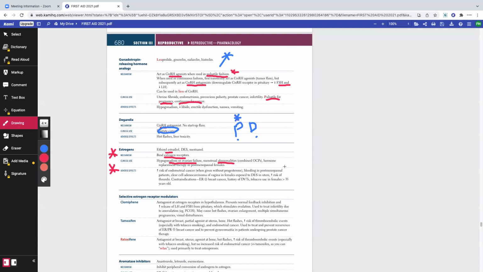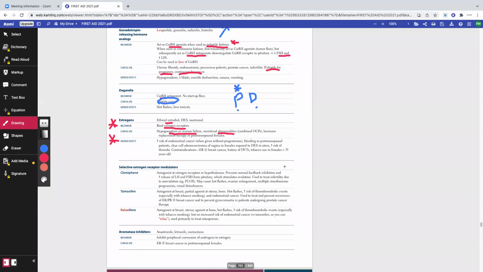For example, let's say we have someone with PCOS. If we have someone with PCOS, do we prescribe them OCPs? Yes or no? The answer is yes. Another thing, very quickly, I need you to understand one thing very clearly.